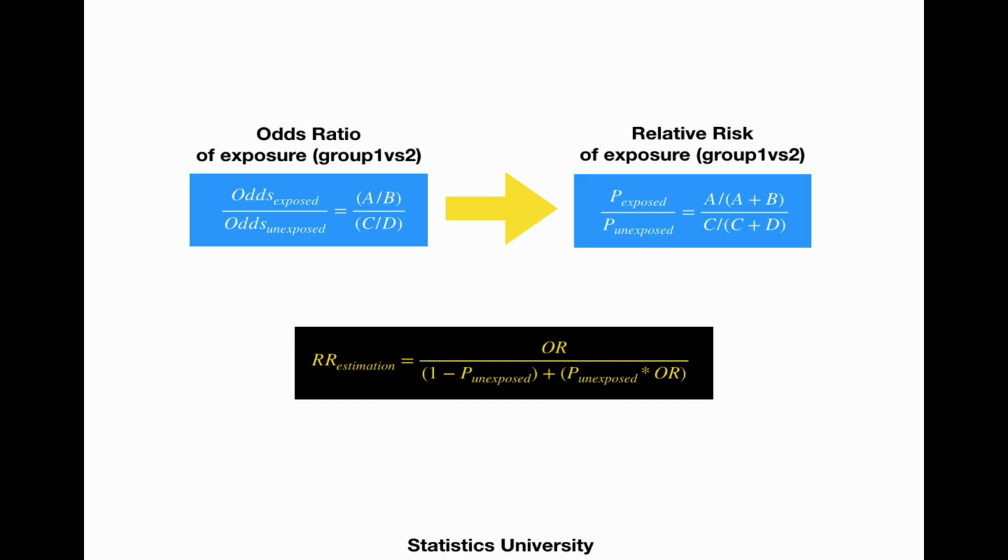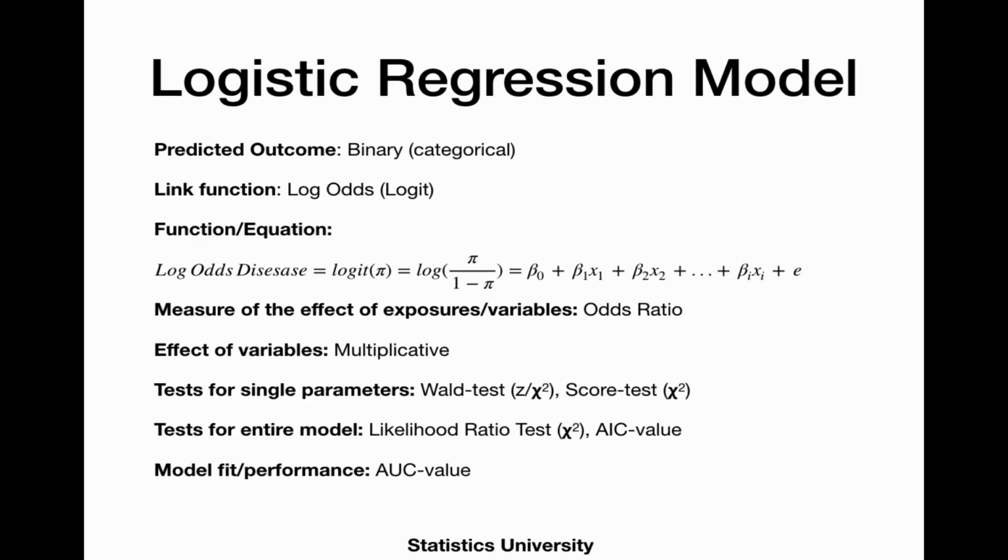And there are ways to estimate the relative risk measure from an odds ratio with the formula as stated here. It's not a perfect formula, but it works pretty well. And there are also more advanced techniques to estimate the relative risk measure. All right, now that we've highlighted this point, we can move on to logistic regression models.